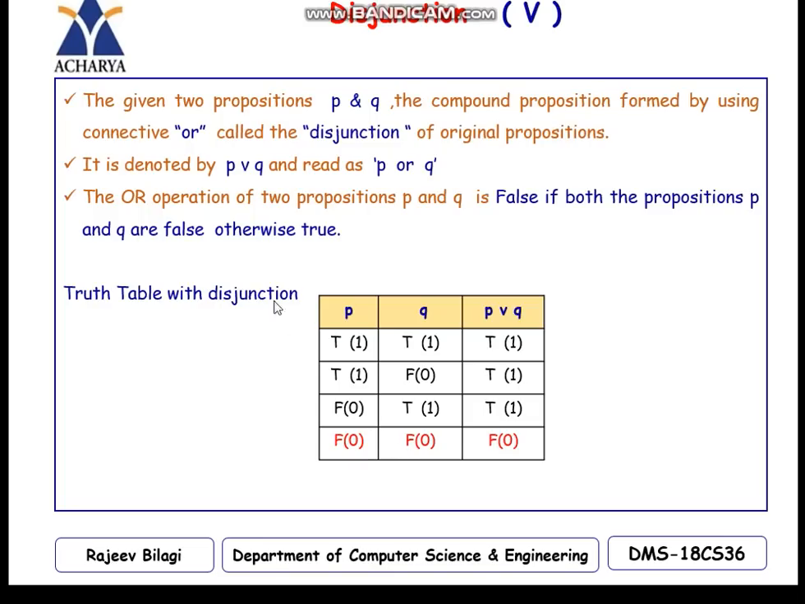Is that clear? So for P, Q, when both are false, then only it is false, otherwise it is true. In other terms, if any one is true, then it is true, otherwise false. So the truth values are T, T, T, F. So all are T except the last one. This is what we will call disjunction.